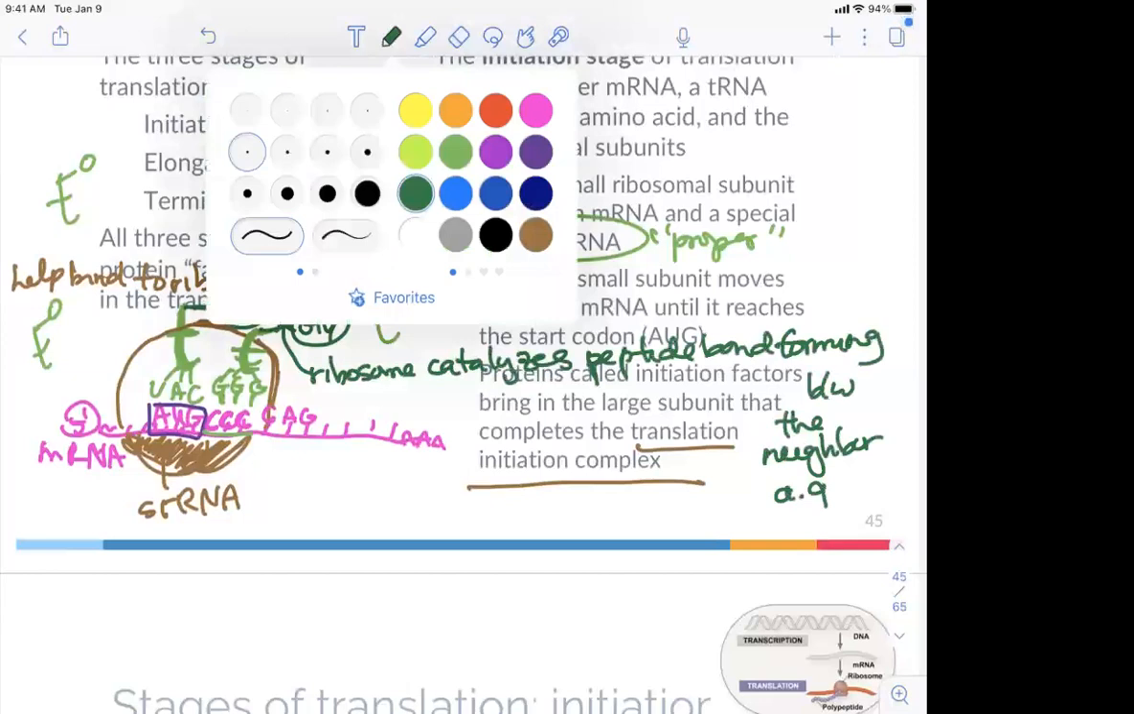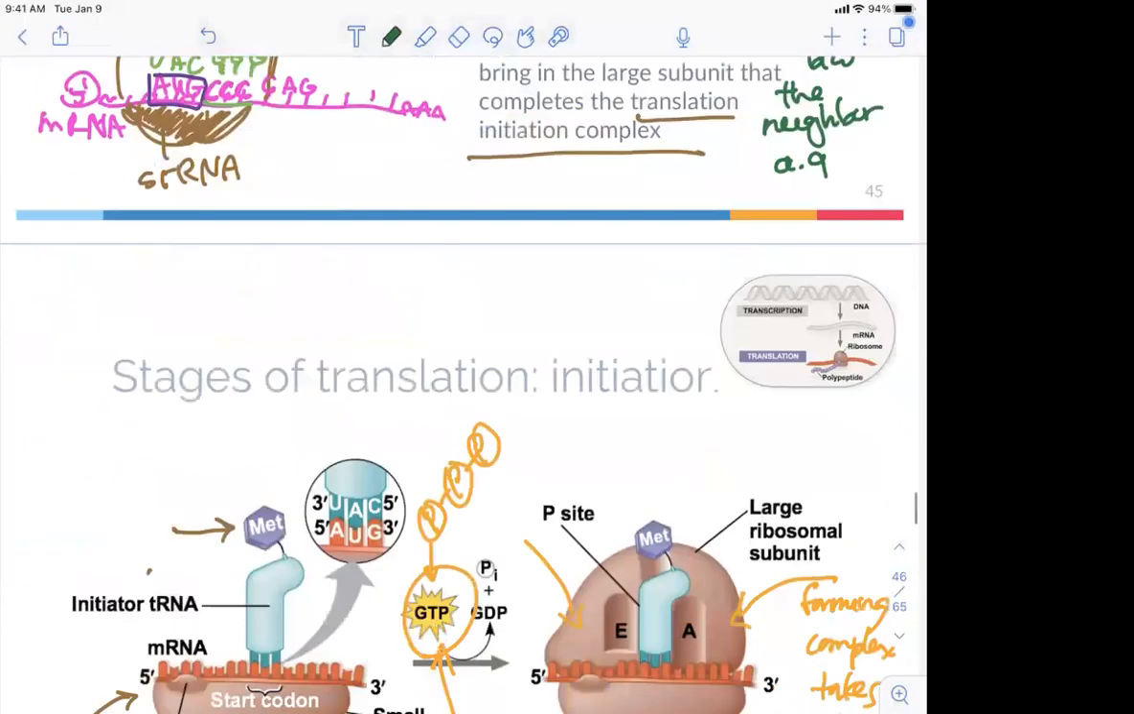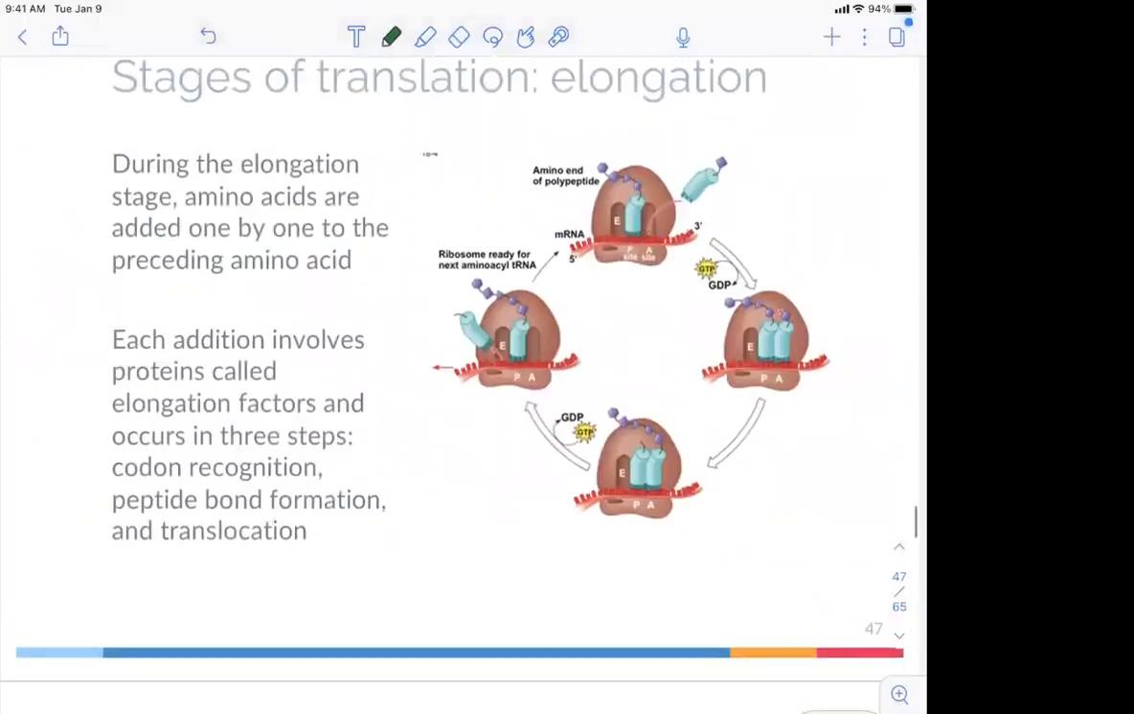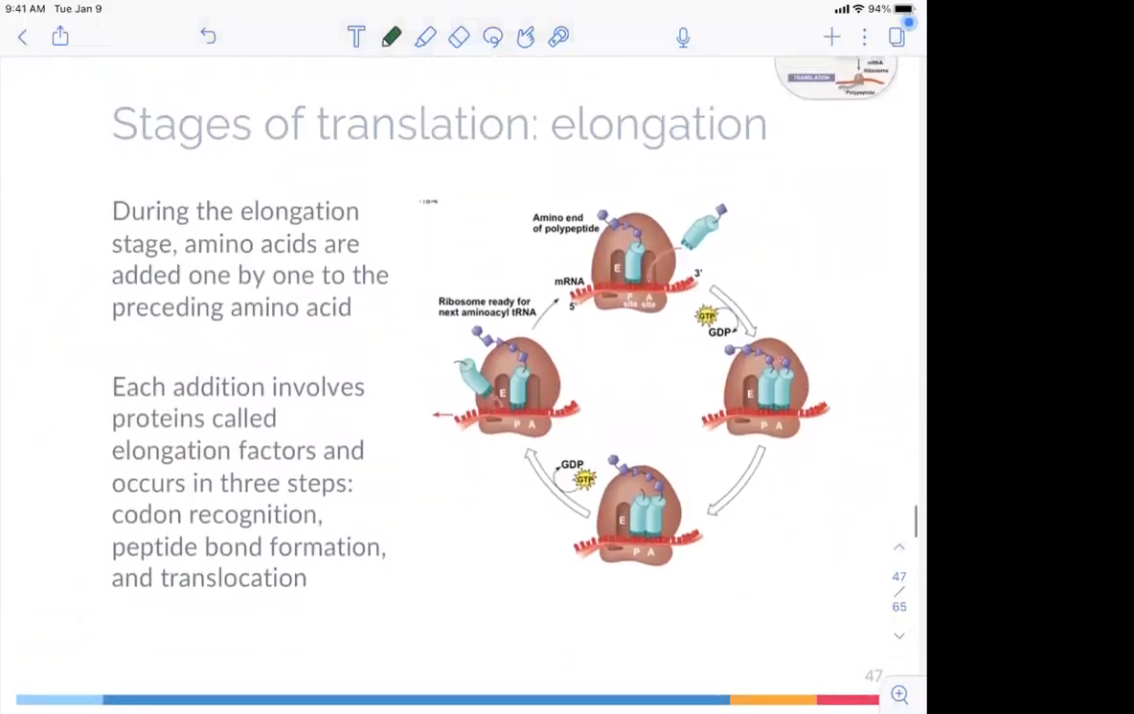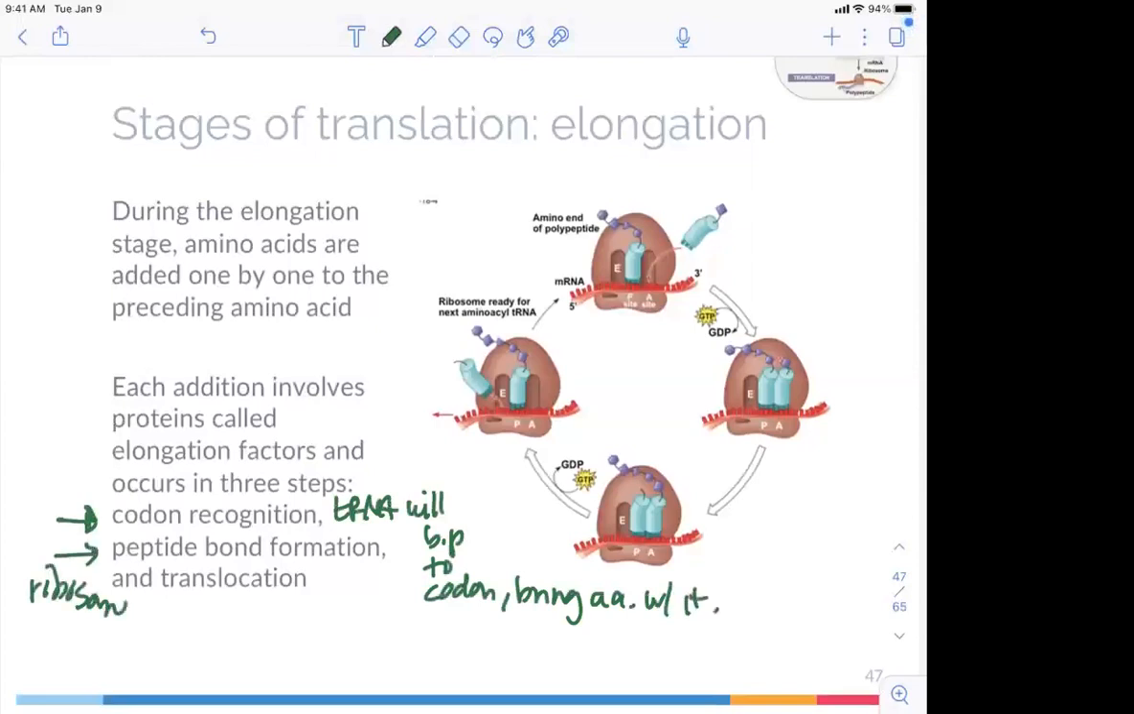Elongation means, so that's the first part I showed you there, basically the codon on the mRNA is going to be recognized. The correct tRNA will bind, base pair to the codon, bringing its amino acid with it. The ribosome catalyzes the peptide bond.